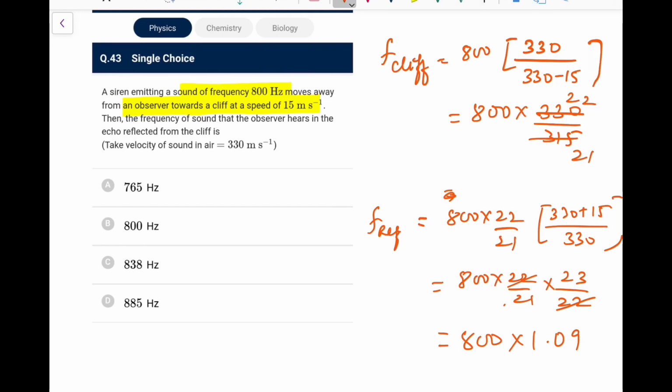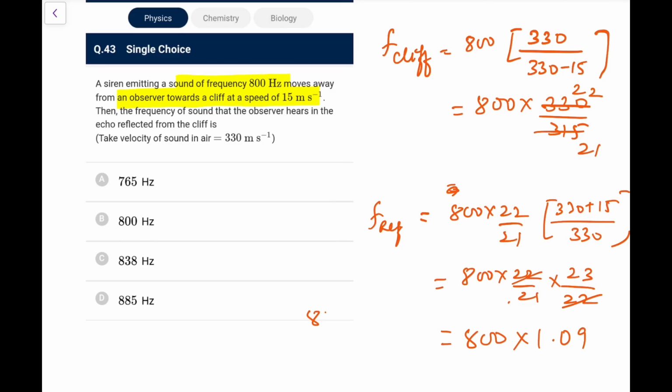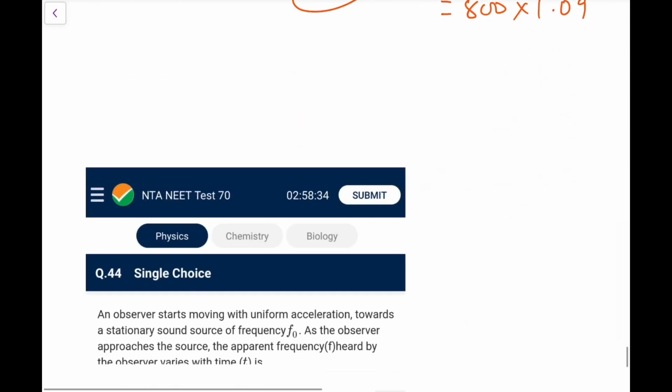23 by 21, so it is 1.09. So it should be close to 880. I'm not getting this; as per me, it is close to 876. That should be the answer. So tough to comment. 885 is also higher, 838 is lower. So I think there's some issue in it, and what they have done in the solution is they have forgotten to add this plus 15. They have written it, but they haven't added it. So it's a mistake on their side.